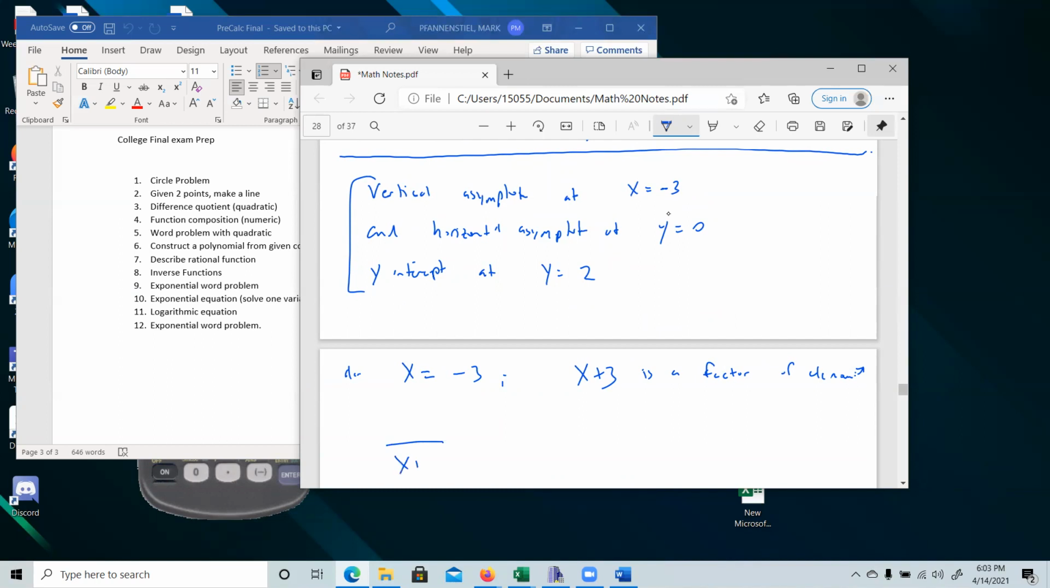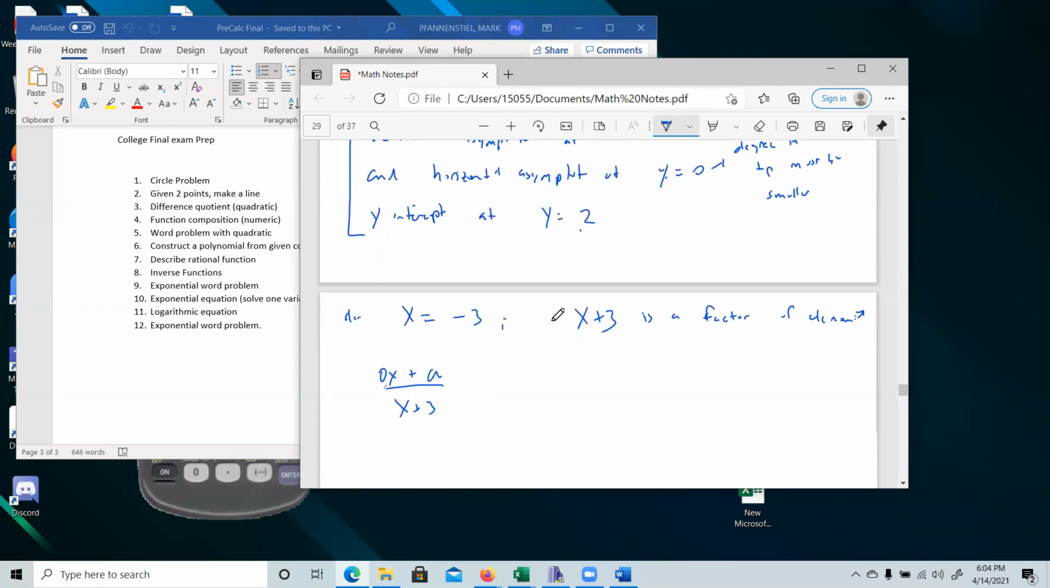So my bottom here is x plus 3. What about my top? Well, the horizontal asymptote of y equals 0 means the degree of the top has got to be smaller than the degree of the bottom. Well, that's 0x, right? Because that's degree 0. This is degree 1. What's smaller? Degree 0.